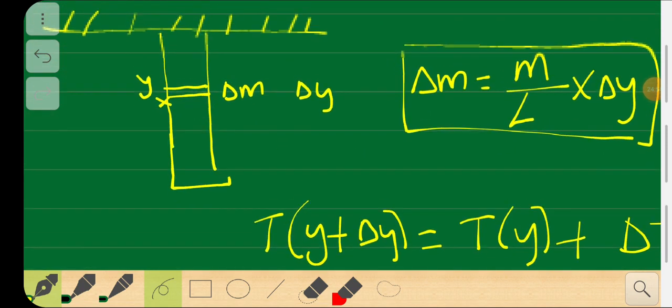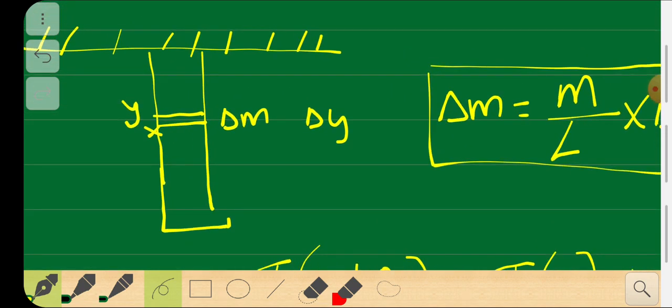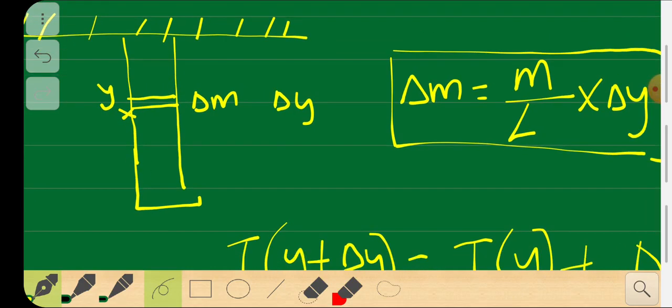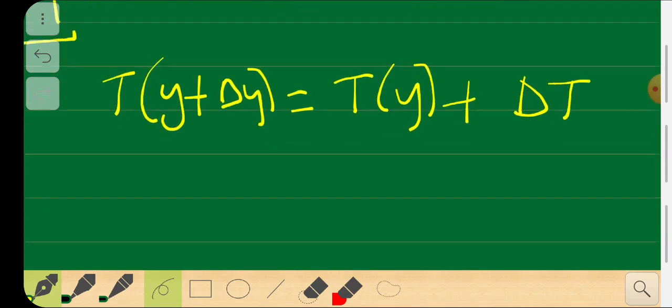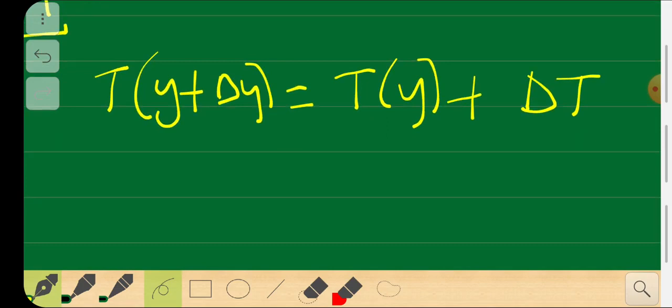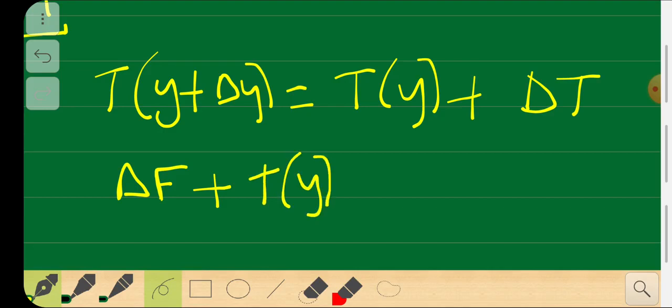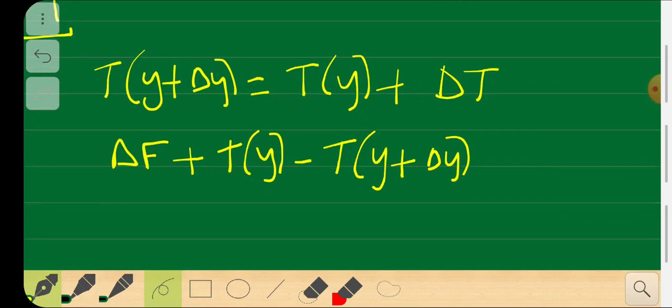So if the string is suspended and it is not moving, then you can clearly imagine that the force, let's call this some force delta F, must be the tension at 2 points. So it will be T at y minus T at y plus delta y. The difference in tension between the 2 points must be equal to ma. So if it is suspended and not falling down, then a is equal to 0, then this will be equal to 0.